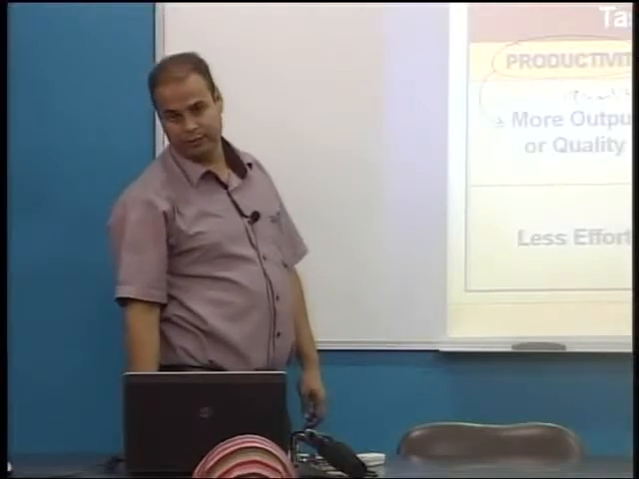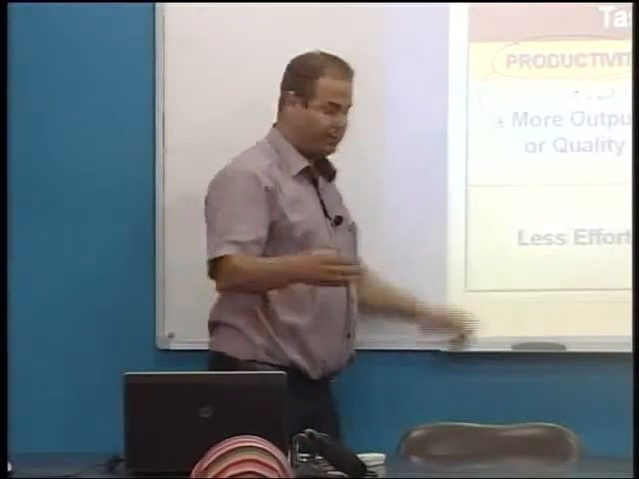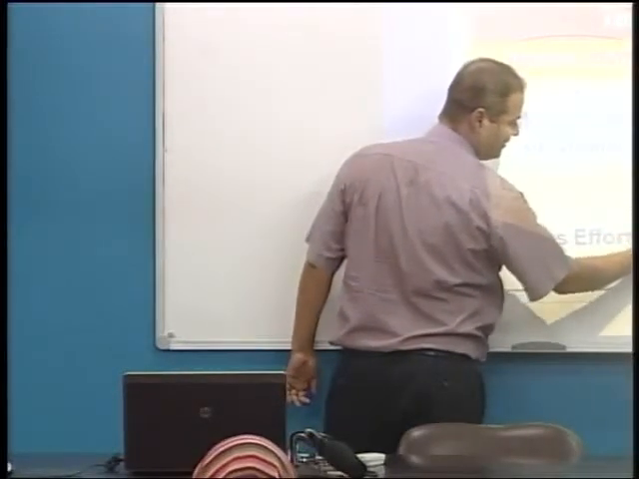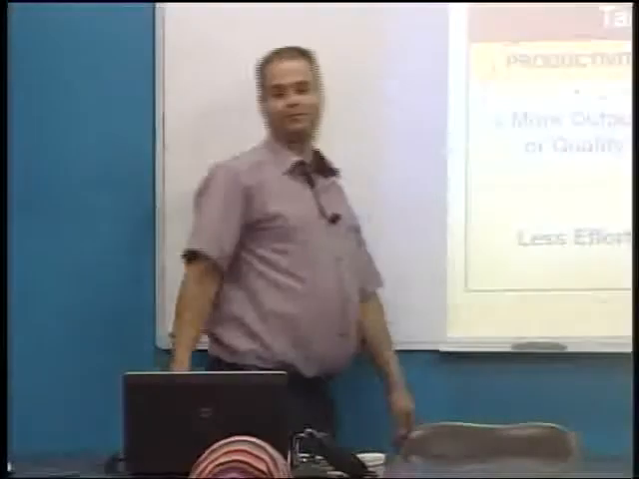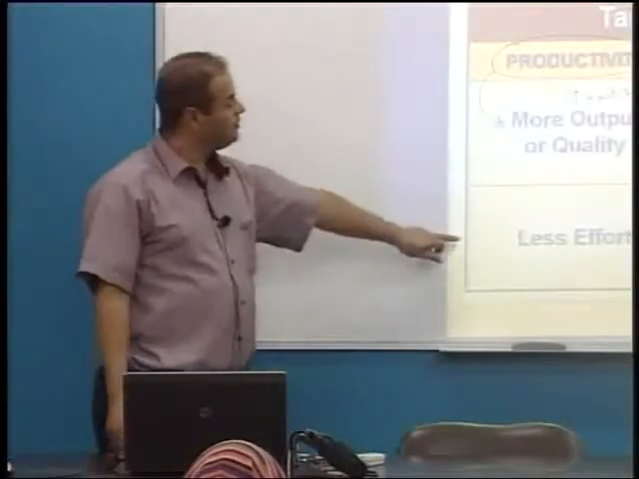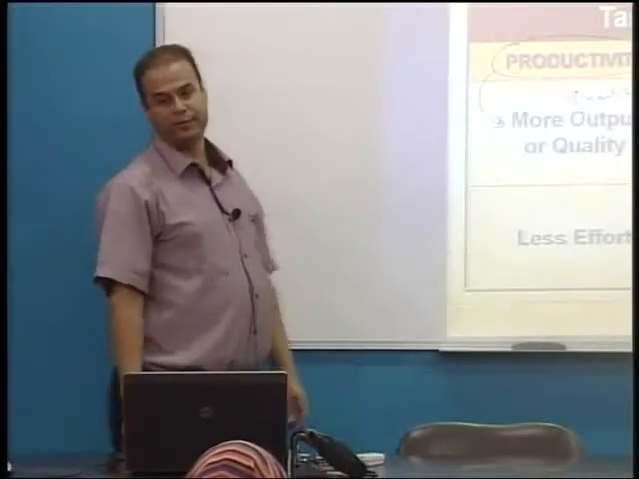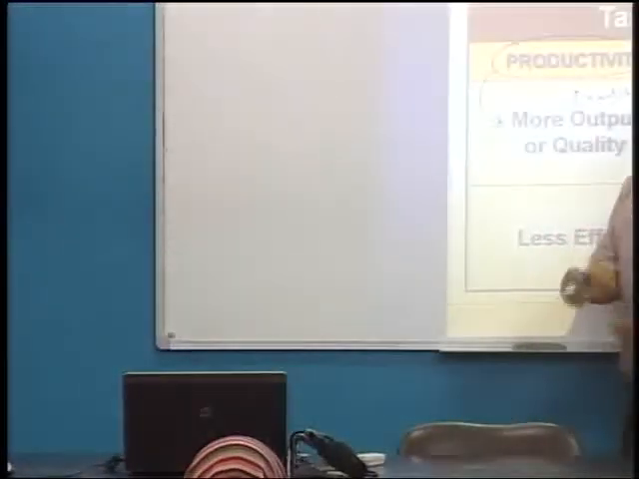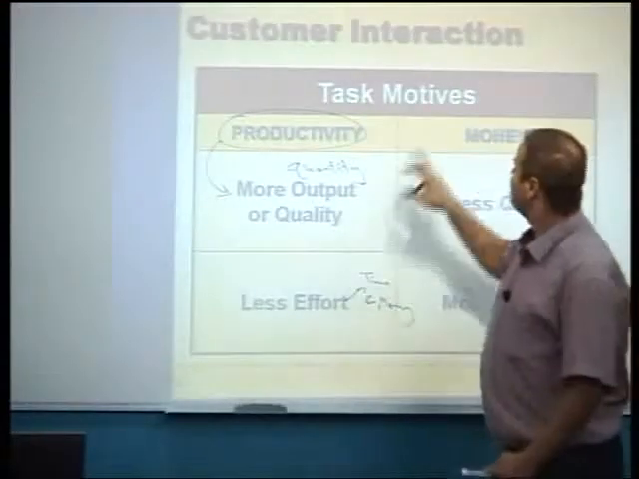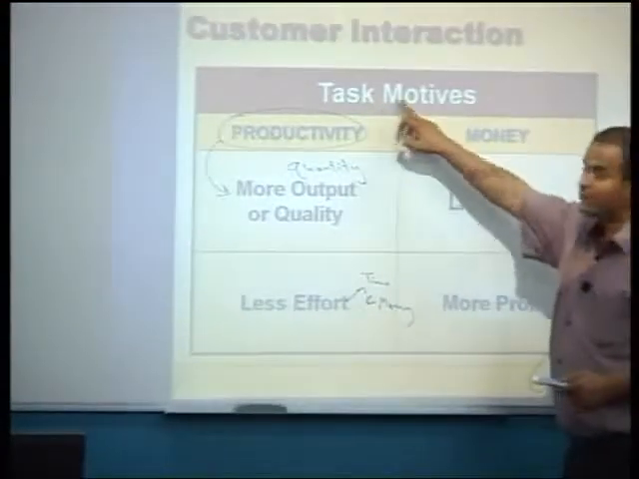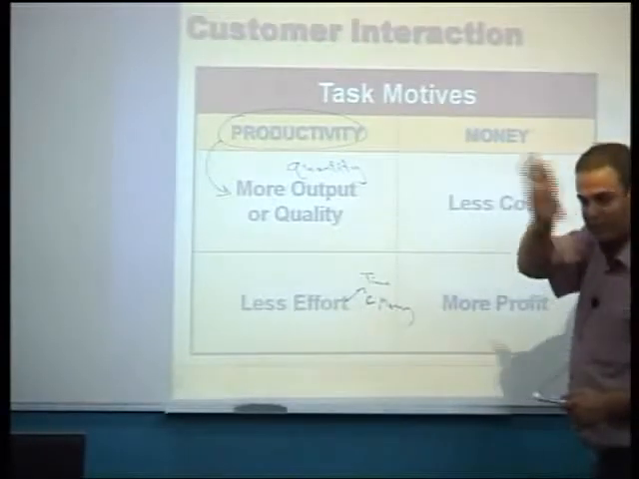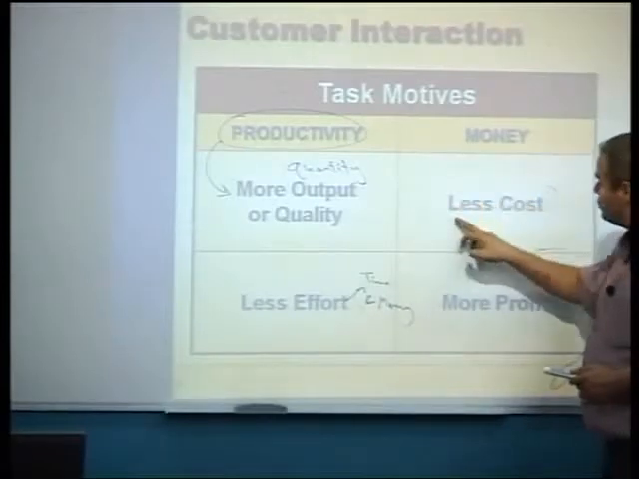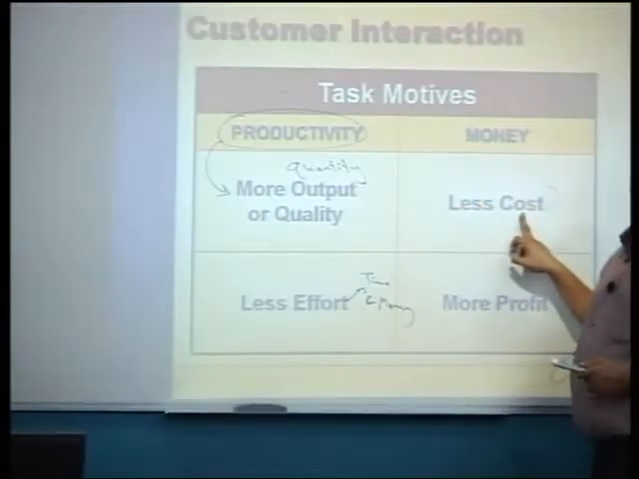Productivity task motives. When we are saying less effort, remember, the effort is connected directly also along with exactly. But we classify it to be what? Productivity task motives. On the other hand, the buyer will buy from you sometimes because of the money task motives. The money task motives is the following. The buyer will think, I am going to buy from you because this is going to be less cost.